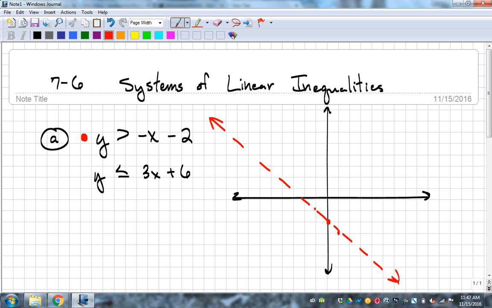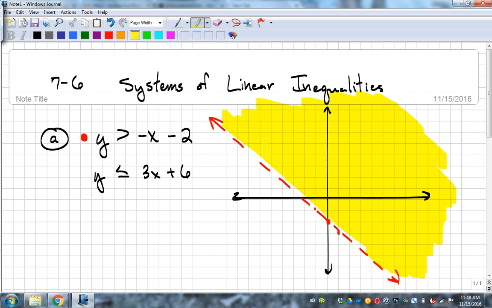So we're plugging in 0 for y and 0 for x. So we have 0 is greater than -2. Is that true or false? Is 0 bigger than -2? Yes. So that means we'll shade toward the 0, 0. So with your pencil just lightly shade. You don't want to shade too dark here. Just very lightly shade that side of that line.